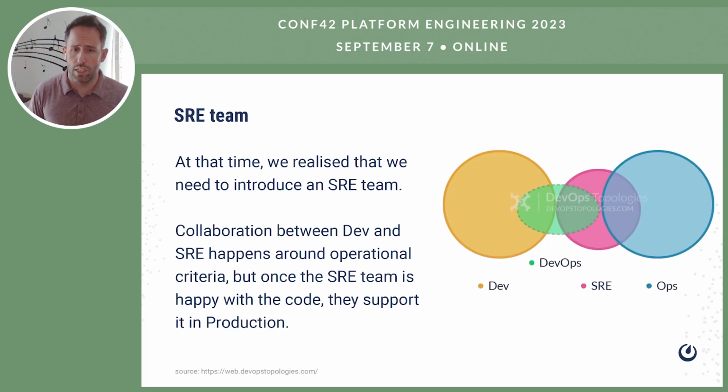At that time, we realized that we needed to introduce an SRE team, and the collaboration between dev and SRE happens around operational criteria. When the SRE team is happy with the code and the production readiness reviews have been approved, then they are able to support it in production.